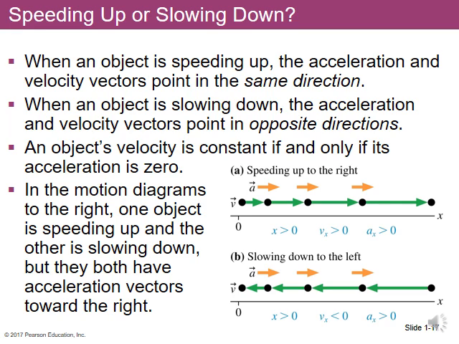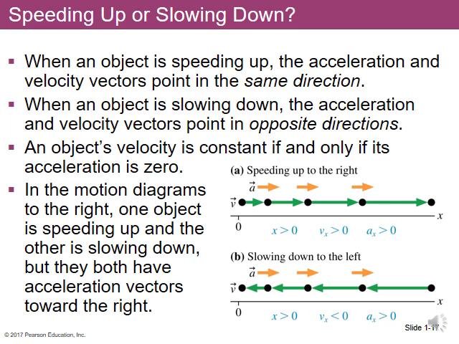If an object, on the other hand, is slowing down, then the acceleration and velocity vectors will point in opposite directions. Positive acceleration can also mean slowing down. So if you're moving in a negative direction, but you have a positive acceleration, then you would have a negative velocity, a positive acceleration. That would be opposite directions. You'd be slowing down. If acceleration is 0, it doesn't mean that the object is not moving. It just means that its velocity is constant.